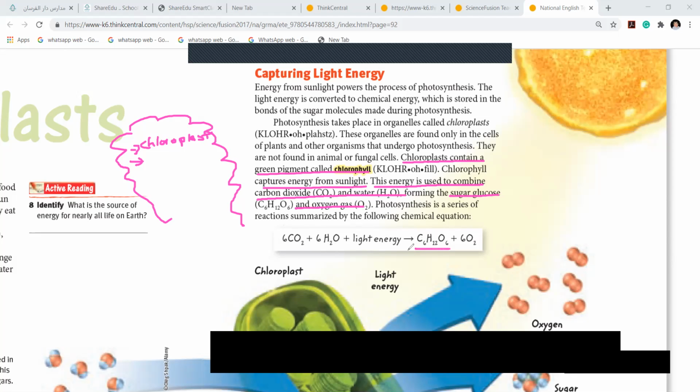Girls, if I ask you to read this, what is this? C6, H12O6. That means 6 carbon atoms, 12 hydrogen atoms, and 6 oxygen atoms. So you can say sugar molecule contains 6 carbon atoms, 12 hydrogen atoms, and 6 oxygen. Here you can say oxygen contains 2 atoms of oxygen. 6 molecules of oxygen, okay, got it? You will read it like that.